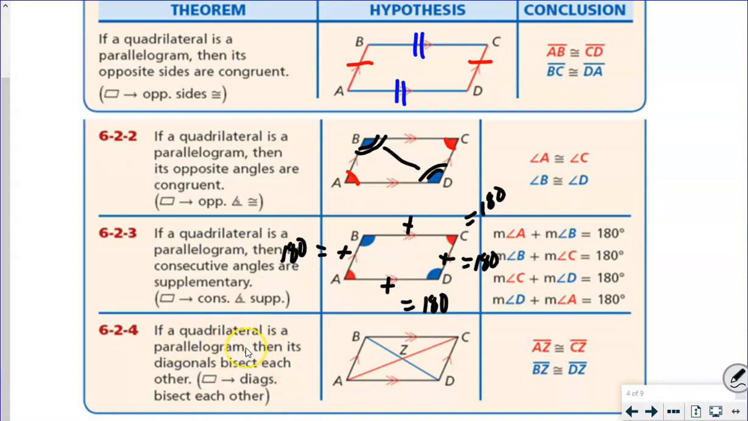Then also, if a quadrilateral is a parallelogram, then its diagonals bisect each other. So that means AC bisects BD. So that both of these. So that means AZ is congruent with ZC, or CZ, and BZ is congruent with DZ. So here again, we've learned a whole bunch of new properties, and we're going to apply them now.